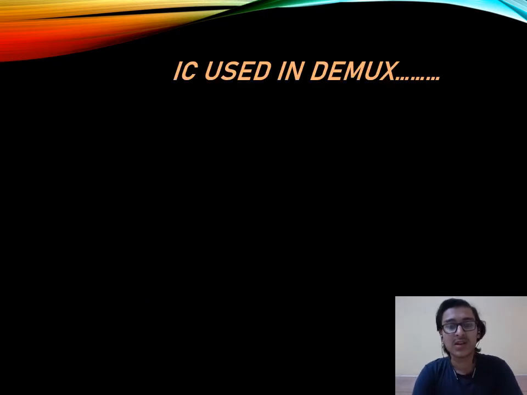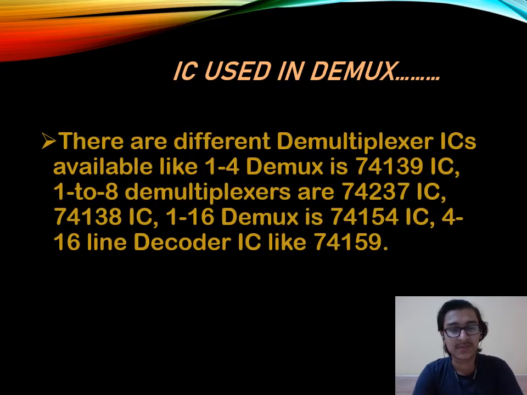So now let's talk about the IC used in demux. These are the ICs we use for demux in laboratories. There are different demultiplexer ICs available. For different demultiplexers like 1 to 4, 1 to 8, 1 to 16, we have different ICs we can use in laboratories. For 1 to 4 we have 74139 IC. For 1 to 8 demultiplexer we have 74237 IC and 74138 IC. For 1 to 16 demux we have 74154 IC, and a 4 to 16 decoder IC like 74159 we can use for demux.